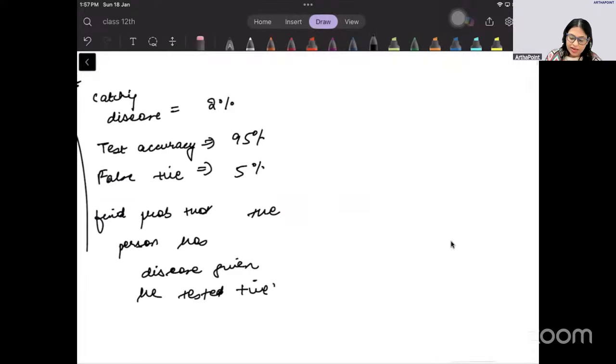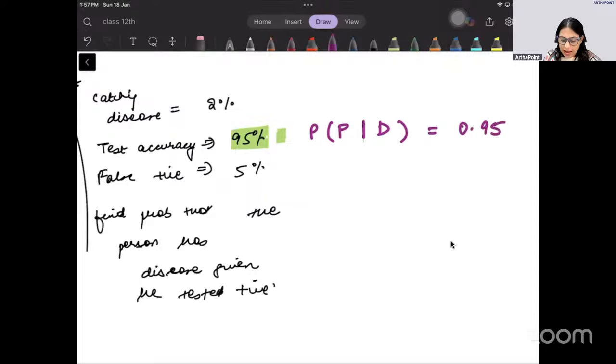अब देखो ये क्या कह रहे हैं. This is saying test accuracy is 95% of the time. माने that given you have a disease, ठीक है, the test will be positive 95% of the time. And given you don't have the disease, no disease, you will get a positive result.